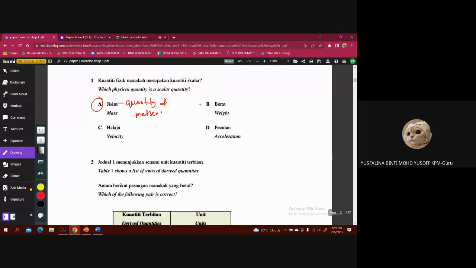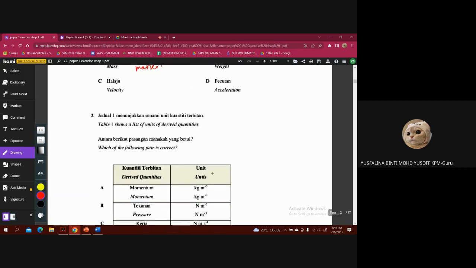Or velocity is the rate of change of displacement, not speed. Rate of change of displacement. If they say rate of change of distance, that one is speed. So don't confuse: speed, distance; velocity, displacement. Okay, so acceleration is the rate of change of velocity.